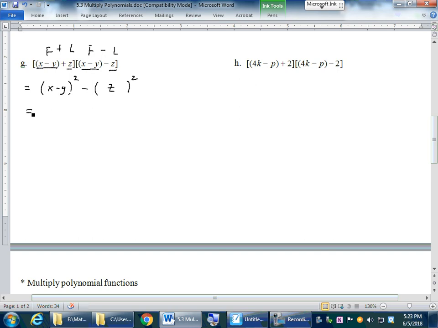So using the shortcut formula again right here, it will be first squared minus 2 times first times last plus last squared, minus z squared. So this will be x, xy, and y. So my final answer will be x squared minus 2xy plus y squared minus z squared.